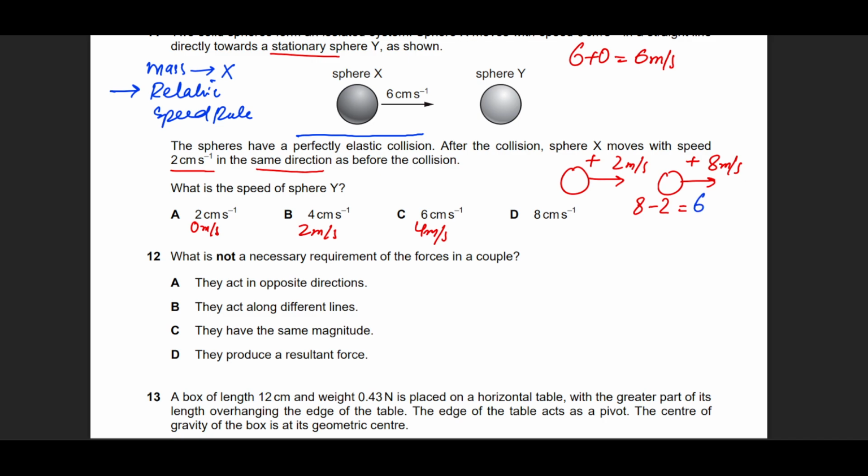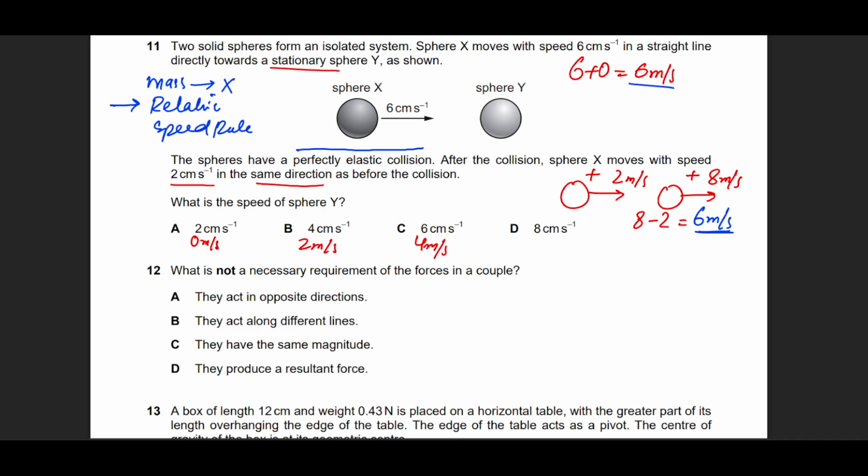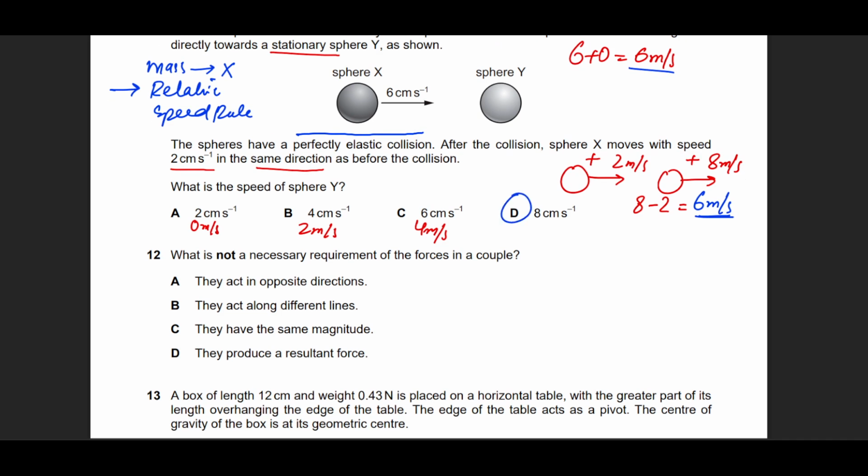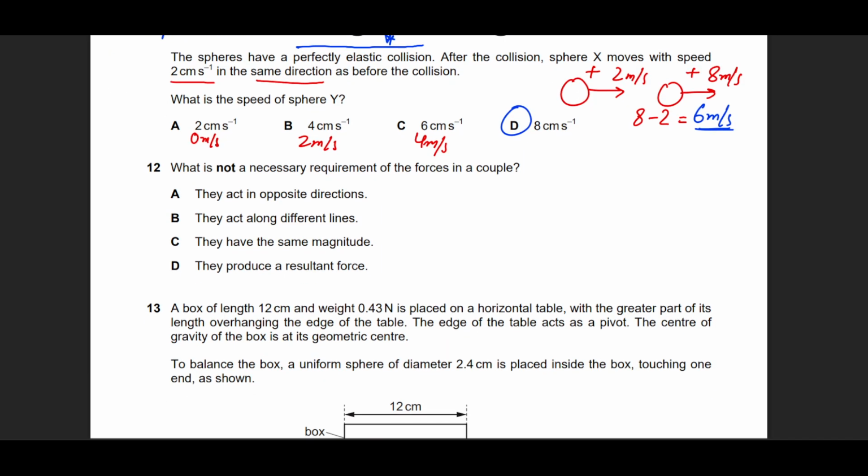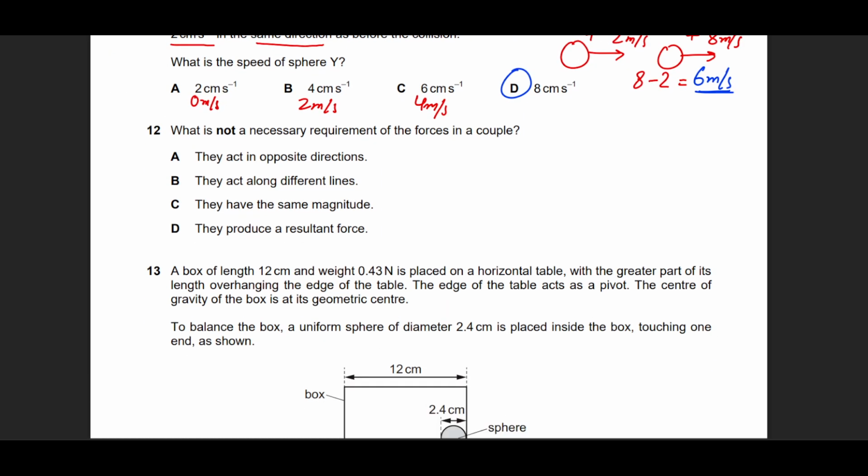Anyways, this looks like an answer of 6 meters per second now. Before collision, it was 6 meters per second. After collision, it's 6. So D gives me an answer for a perfectly elastic collision. Sphere Y should be moving at a speed of 8 meters per second in this direction to make sure that the collision remains elastic.